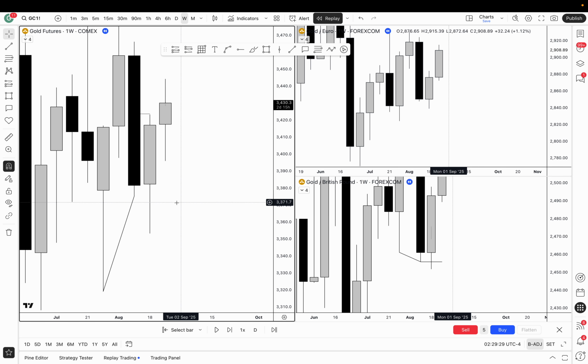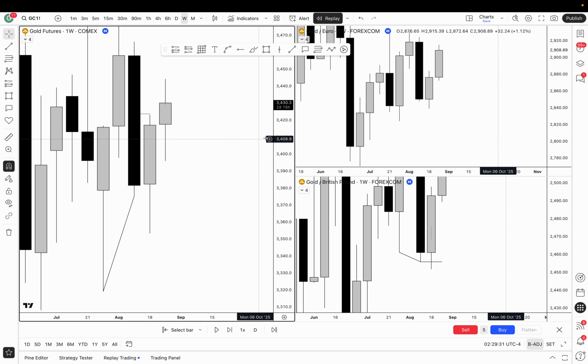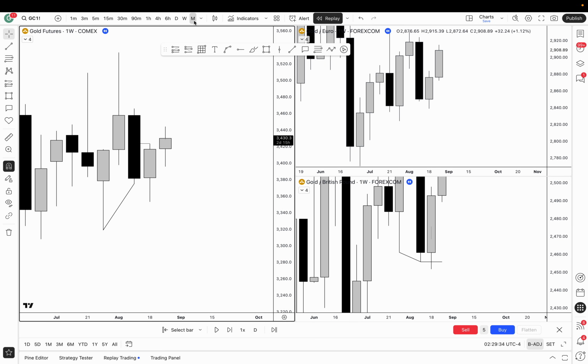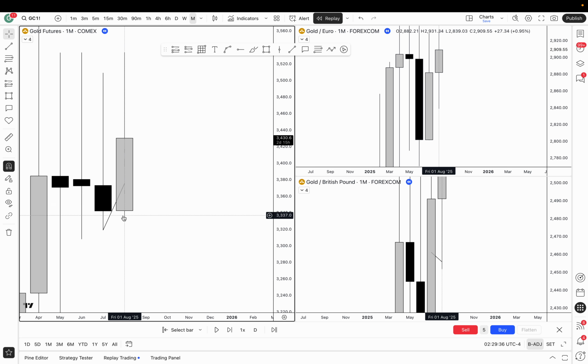That is strength switching already, right? But why would we even anticipate this SMT to hold? Well, it's because of the monthly candle that we're currently within. This monthly candle that we're in is already an expansion candle, right?